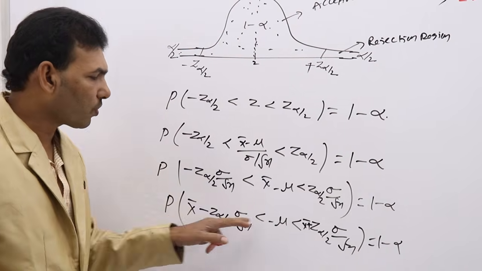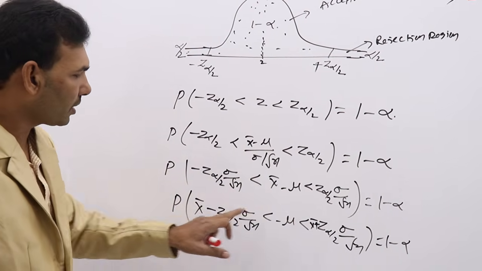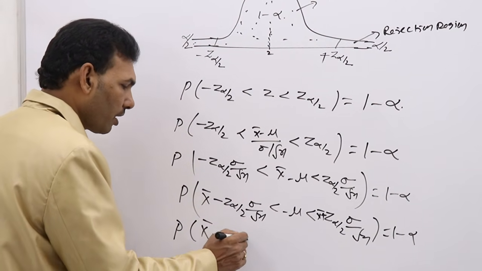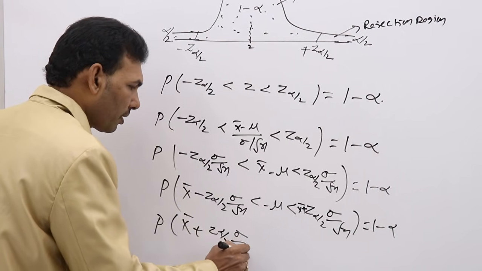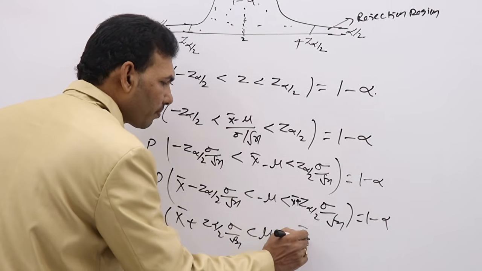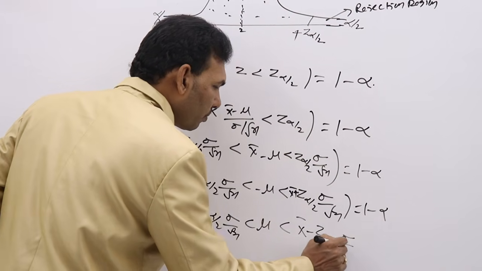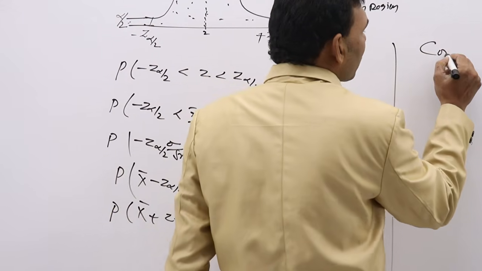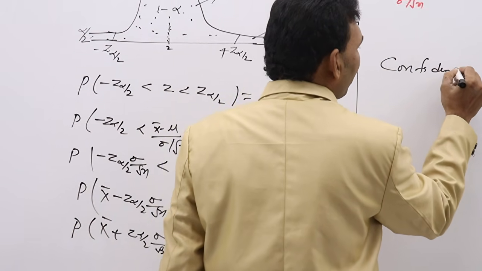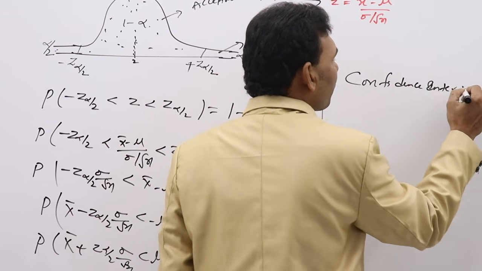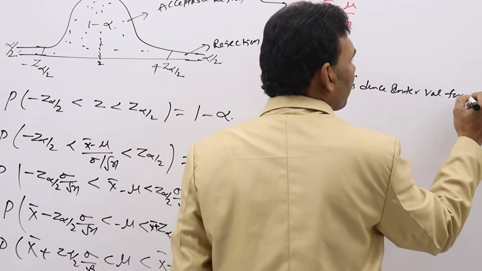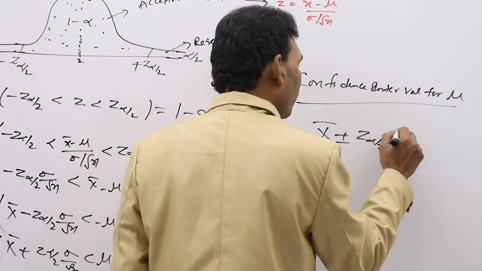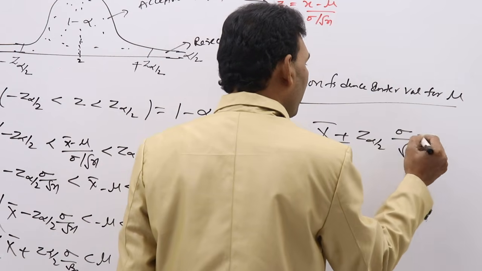So if you multiply this one with a minus sign, this term comes here, that term goes there. That means the probability of x bar plus z alpha by 2 sigma by root n less than mu less than x bar minus z alpha by 2 sigma by root n. So here, that is the confidence interval. Confidence interval for population mean mu is x bar plus or minus z alpha by 2 into sigma by root n.